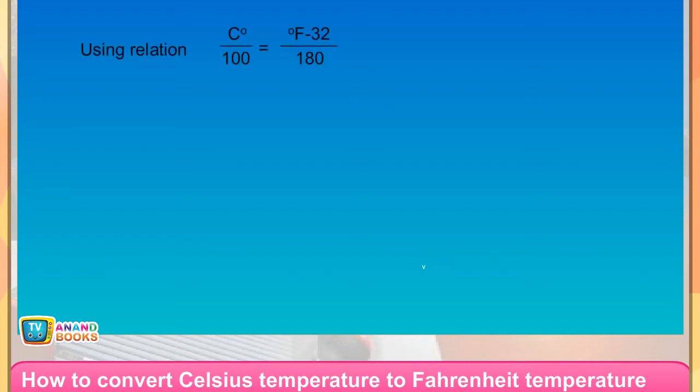How to convert Celsius temperature to Fahrenheit temperature and vice versa? Using the relation, C divided by 100 is equal to F minus 32 divided by 180, or F is equal to 9C divided by 5 plus 32. C is equal to F minus 32 multiplied by 5 divided by 9.